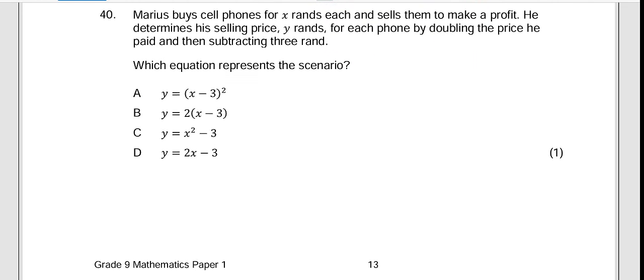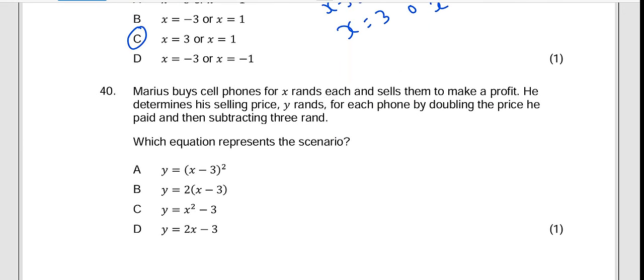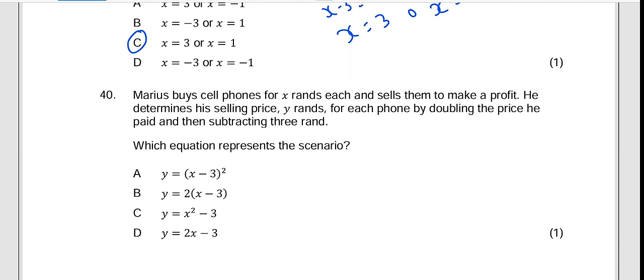All right, let's proceed to number 40. Marius buys cell phones for x rands each and sells them to make a profit. He determines his selling price, y rands, for each phone by doubling the price he paid and then subtracting 3 rand. Which equation represents the scenario? Guys, y is the selling price. X is the cost price.